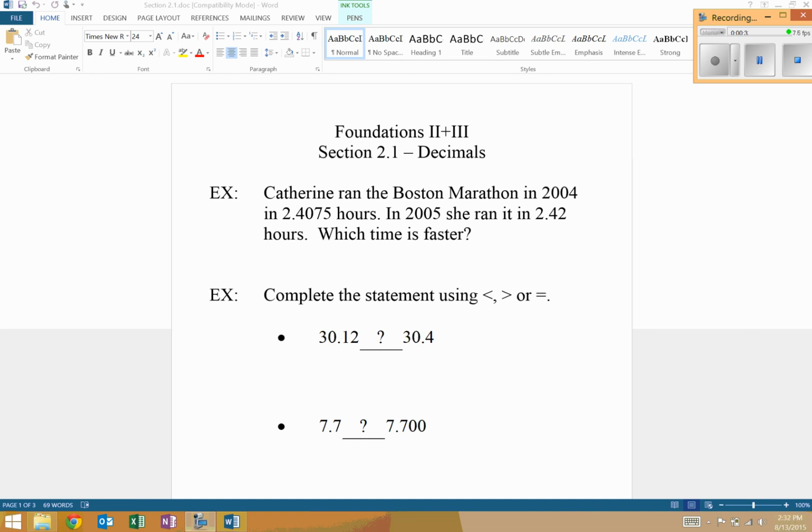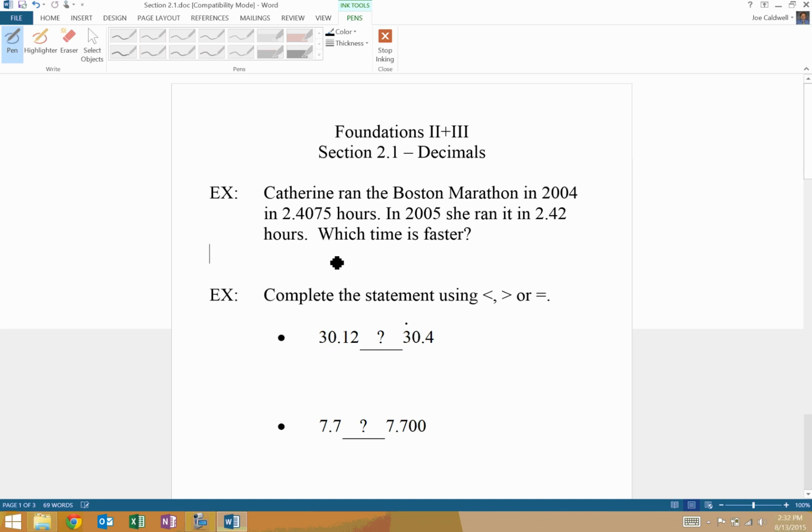we have Catherine, who ran the Boston Marathon in 2004 in 2.4075 hours. In 2005, she ran it in 2.42 hours. So let's write those side by side. 2.4075 and 2.42. We could put 2 zeros at the end of the second one if it makes you feel better, because zeros at the end of a decimal don't change the value.